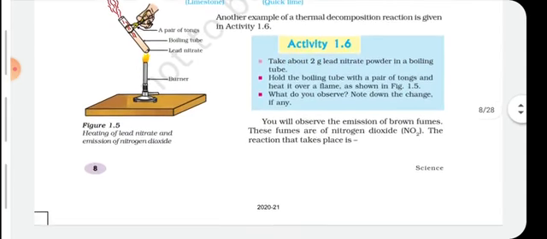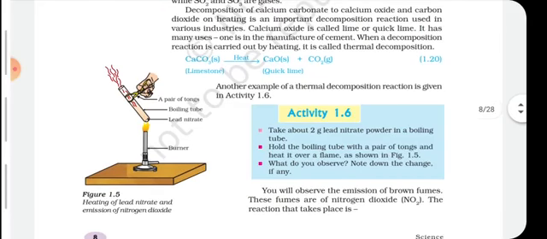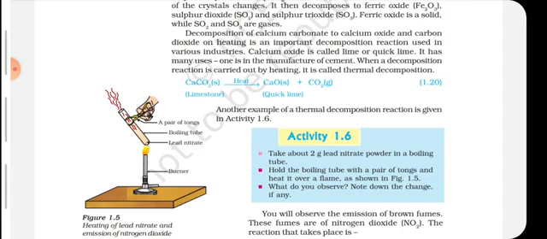See, one more example they have given us is the thermal decomposition. What is thermal decomposition? It is written over here before Activity 1.20. When a decomposition reaction is carried out by heating, I repeat, whenever a compound is broken down by heating, it is known as thermal decomposition reaction. CaCO3, that is limestone, in the presence of heat will give you quicklime, that is calcium oxide, plus carbon dioxide.